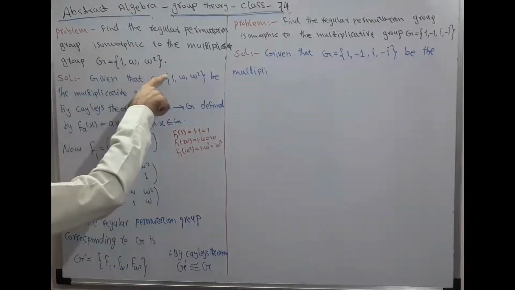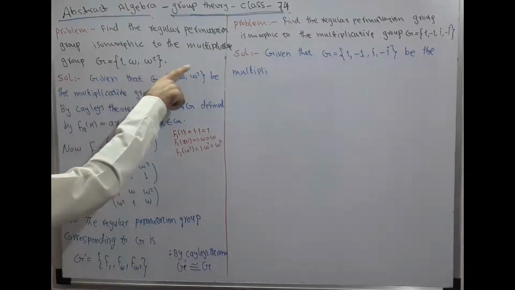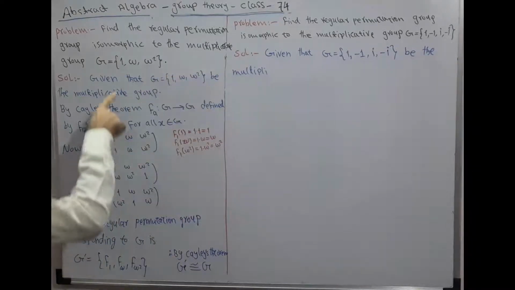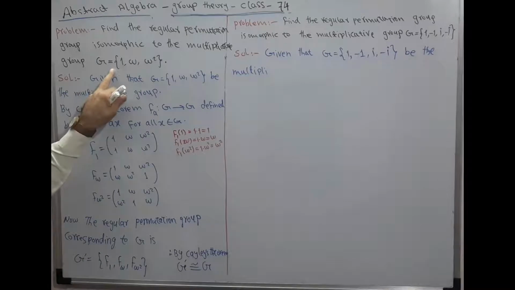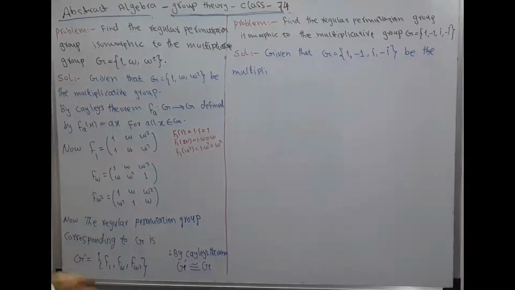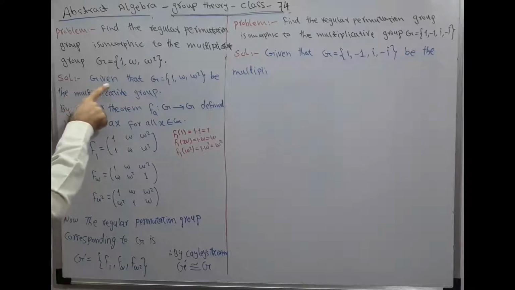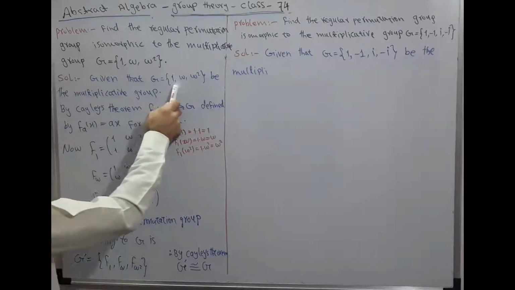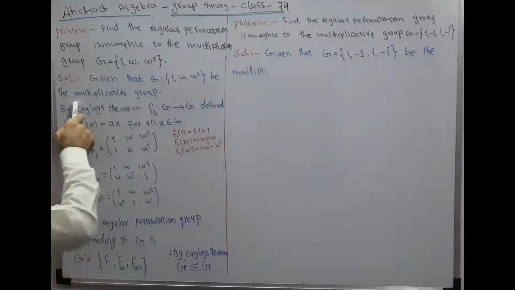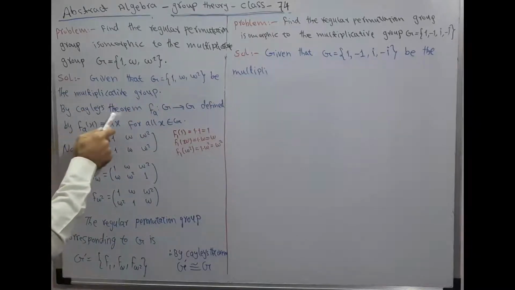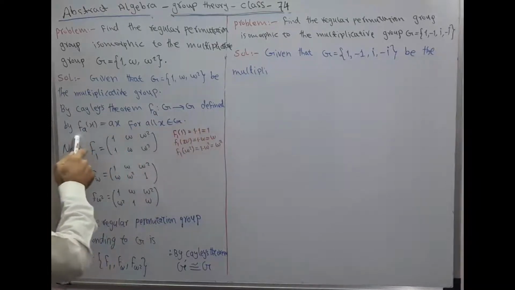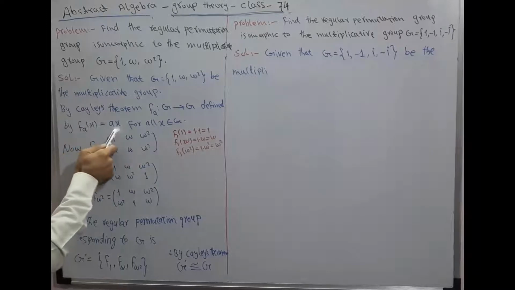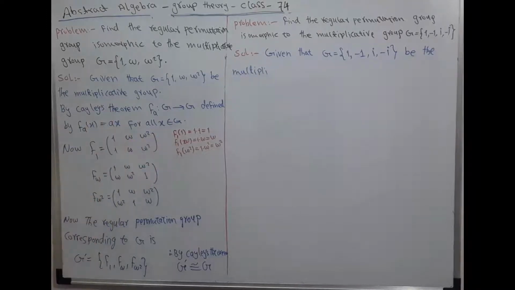This group is abelian and under multiplication, so we can say that it is a multiplicative group. Solve: given that G = {1, omega, omega square} is the multiplicative group. By Cayley's theorem we define a mapping f_a from G into G defined by f_a(x) = ax for all x belongs to G. Now we want to find the permutation group.